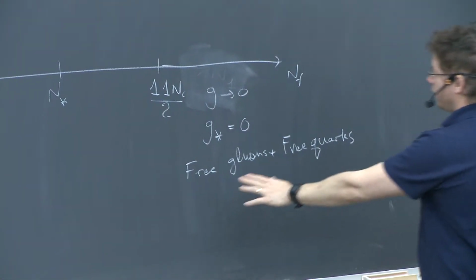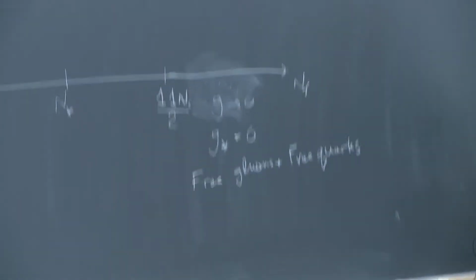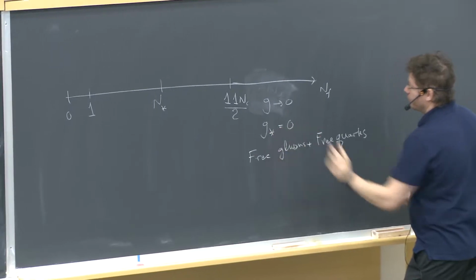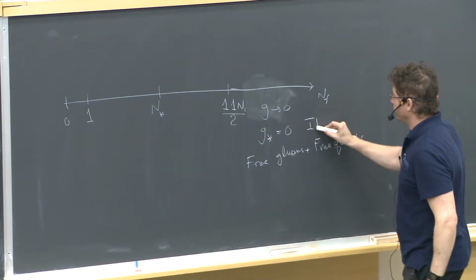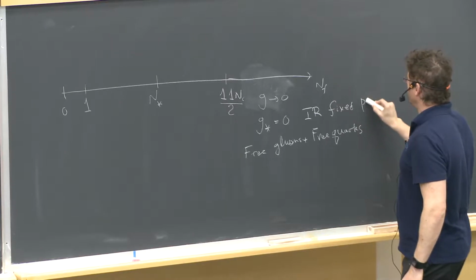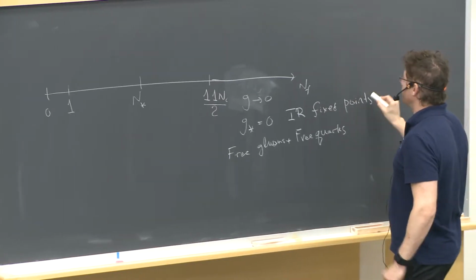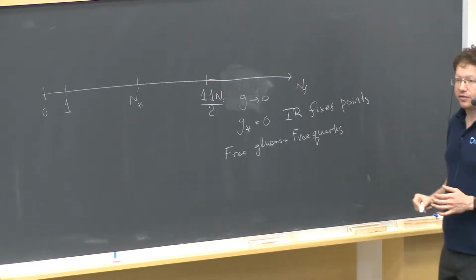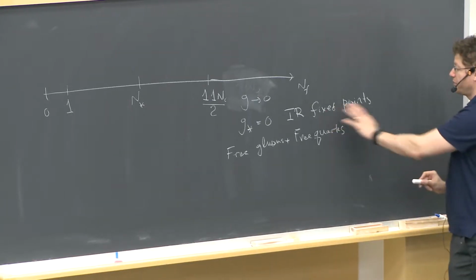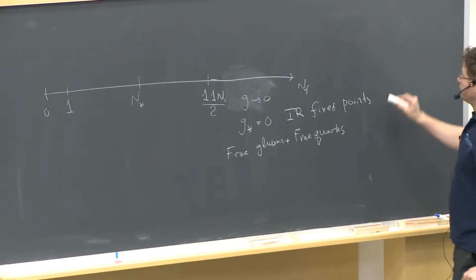But here, we just want to make this observation that if you start from small g, then g star equals 0 is a nice infrared fixed point. So I'm going to use a lot the terminology of infrared fixed point versus UV fixed point, and I want to just explain what I mean when I say infrared fixed point or UV fixed point.